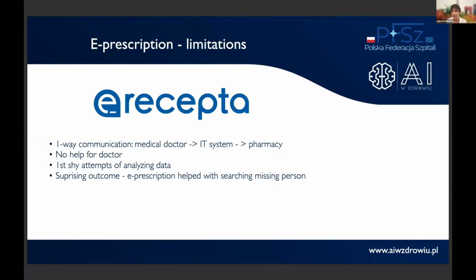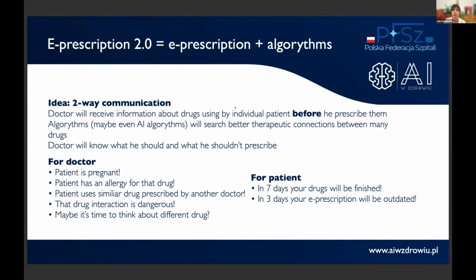And one surprising outcome, I think, is that the e-prescription system helped our national organizations with, for example, searching for missing persons, because we had real-time data that somebody got an e-prescription. So yeah, probably there is more to add to it. And right now in Poland, we work on e-prescription 2.0.